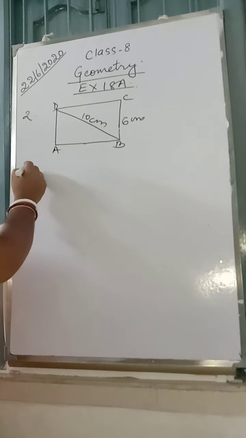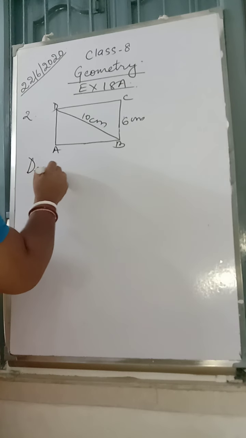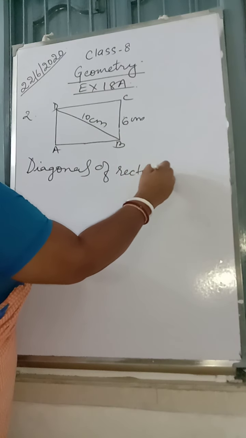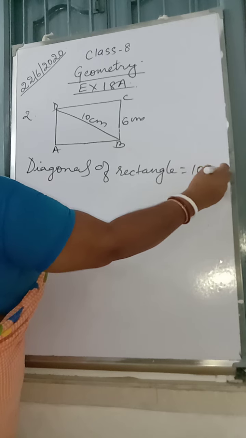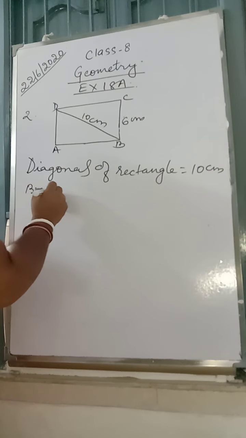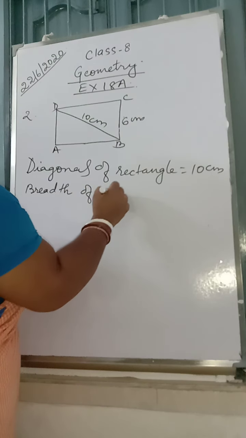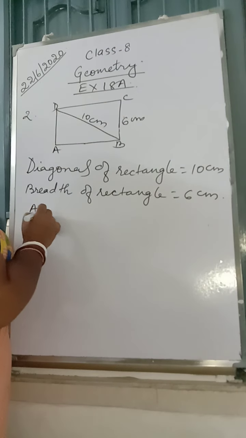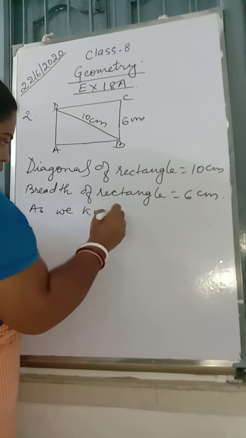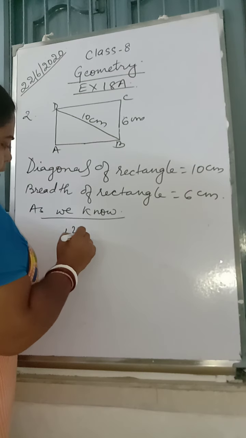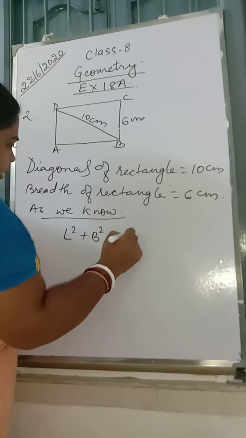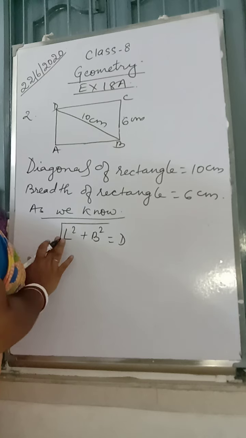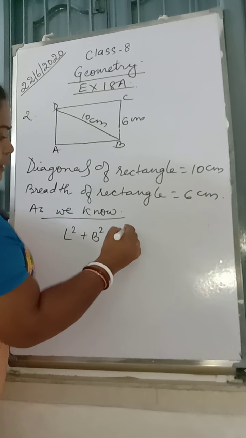Now, diagonal of rectangle is 10 centimeter and breadth of rectangle is 6 centimeter. As we know, L square plus B square is equal to D square. You will say, ma'am, we didn't know. We know L square plus B square under root is equal to D. So when we remove this root, what does it mean? It is equal to D square.